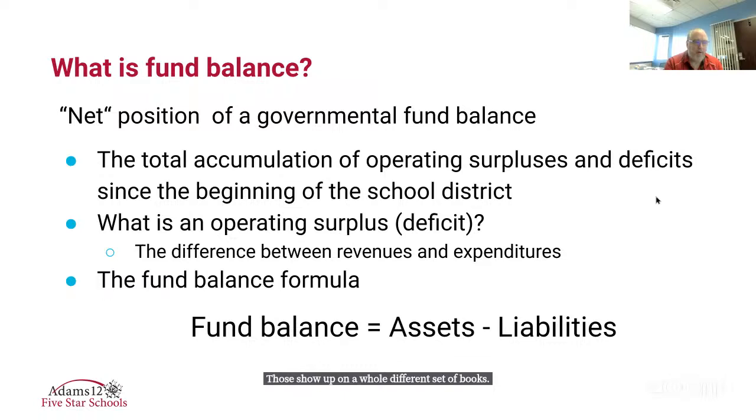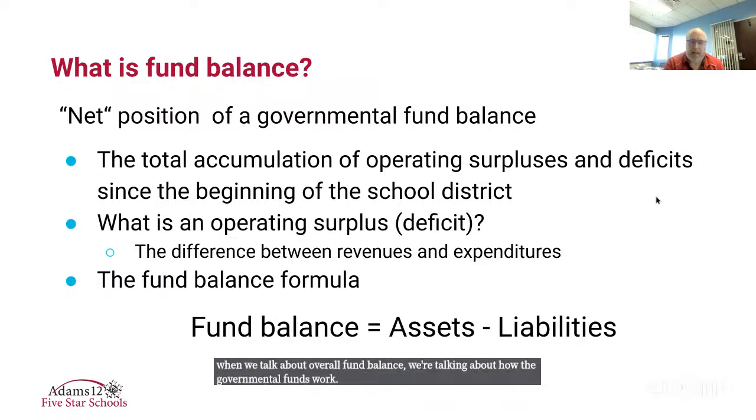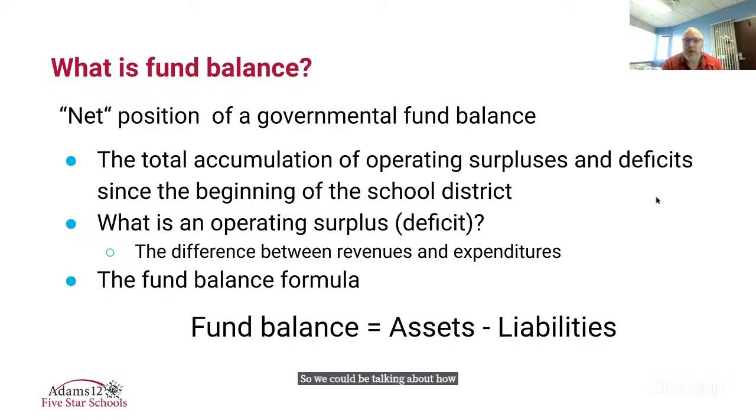When we talk about overall fund balance, we're talking about how the governmental funds work. So we could be talking about how the general fund works, how the bond redemption fund works, how each of our individual funds work, but this is not assets versus liabilities in the long-term sense. This is generally current assets minus current liabilities. It's not 100% true, but it's pretty close to accurate as to the types of assets the district has.